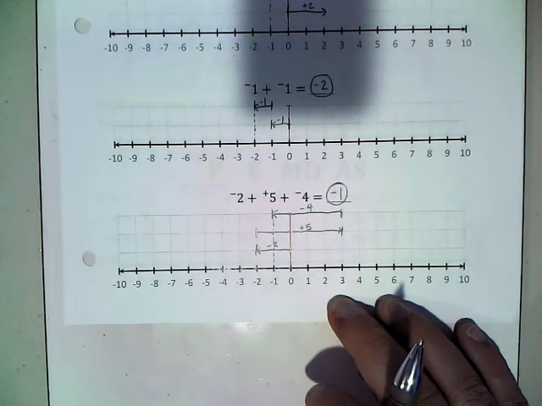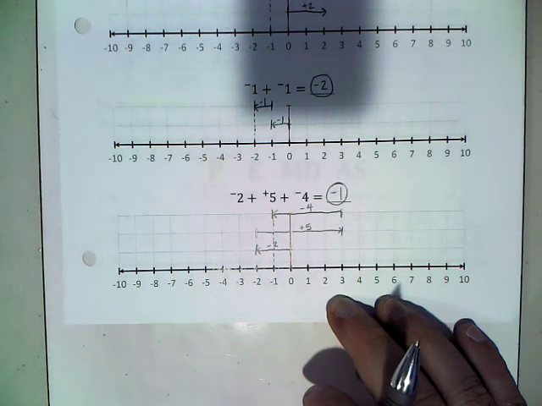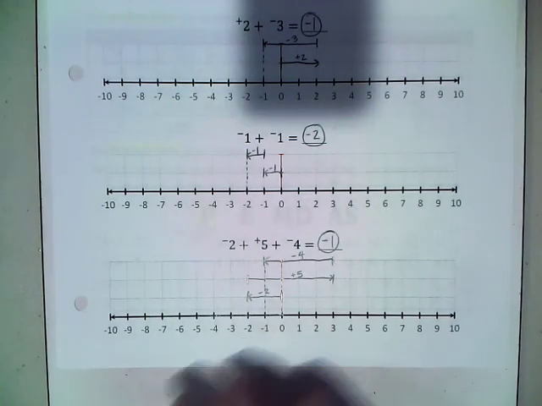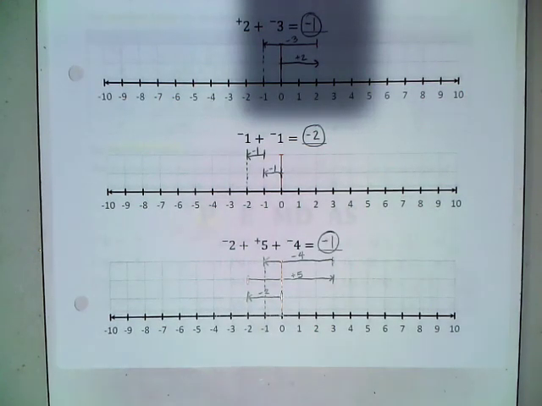Now, ladies and gentlemen, as you continue to do these more and more, and as you begin to think about what's happening here, you may begin to discover some shortcuts for how to add and subtract positives and negatives without needing a number line. And that's good. You should actually begin to start to notice some of those things. We will actually discuss those more in a future lesson.